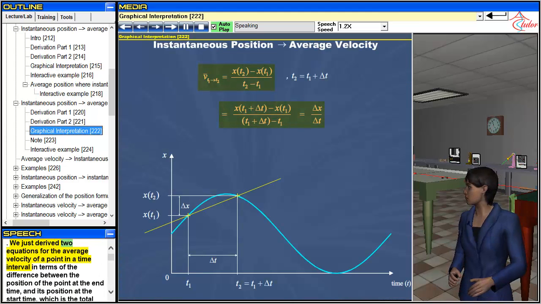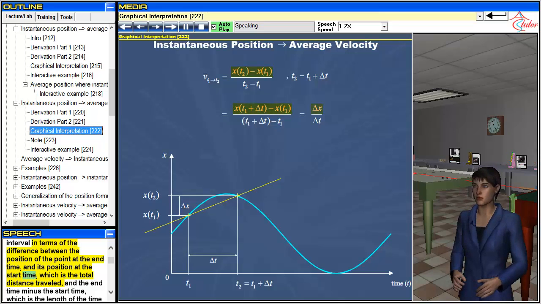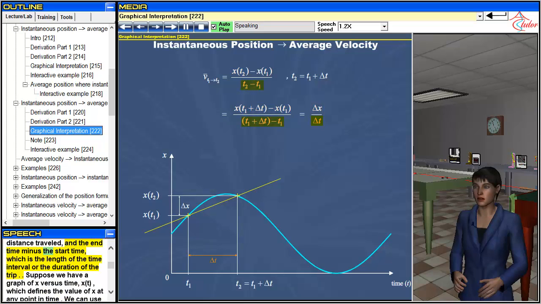We just derived two equations for the average velocity of a point in a time interval, in terms of the difference between the position of the point at the end time and its position at the start time, which is the total distance traveled, and the end time minus the start time, which is the length of the time interval or the duration of the trip.